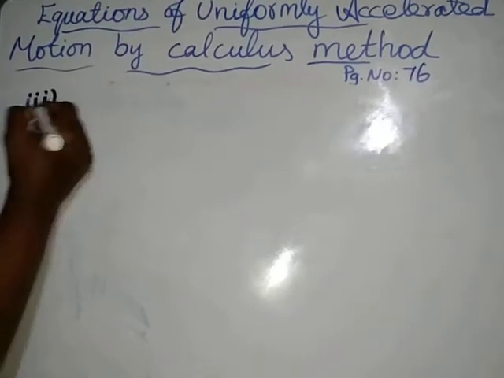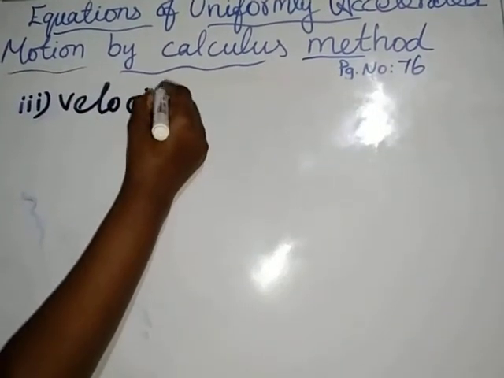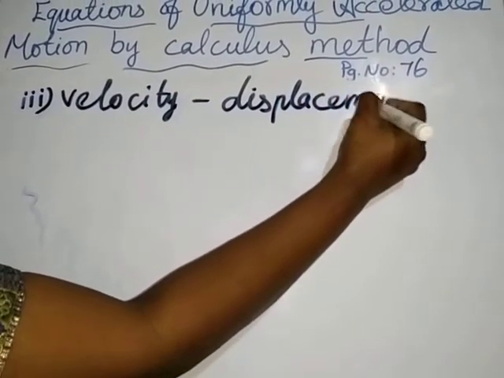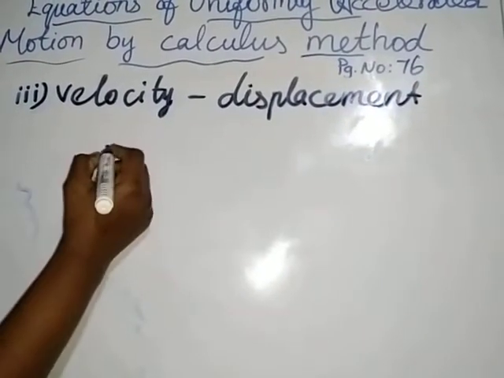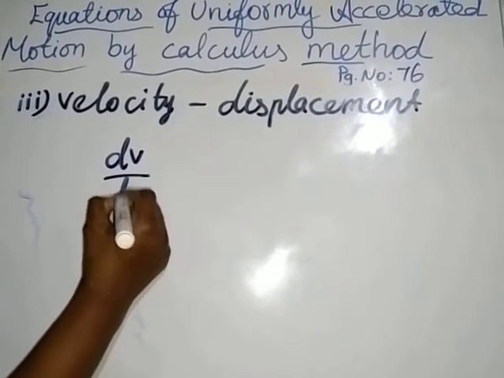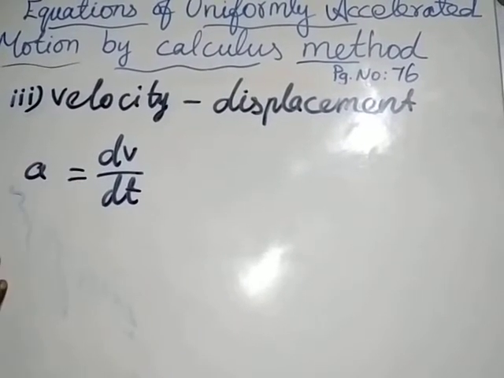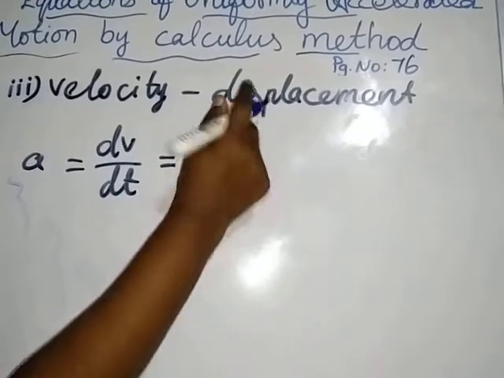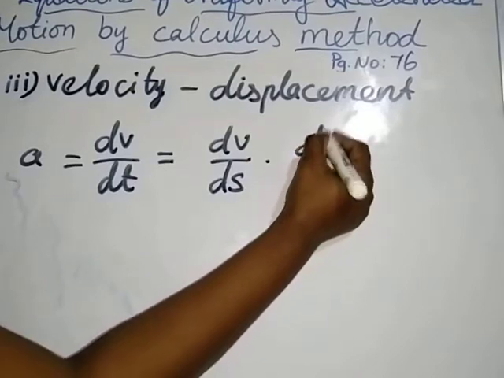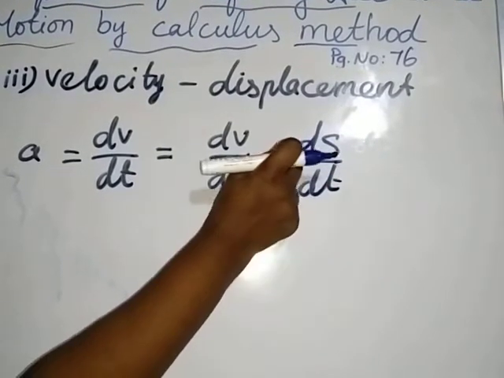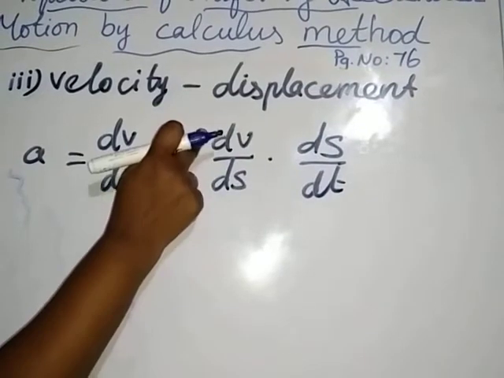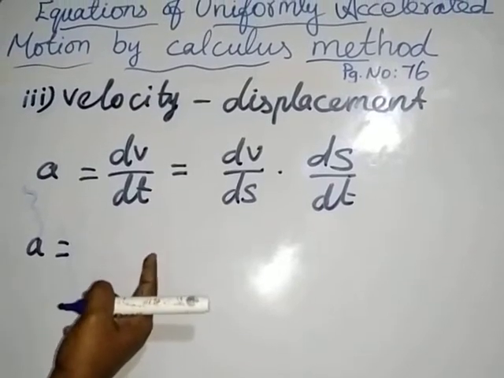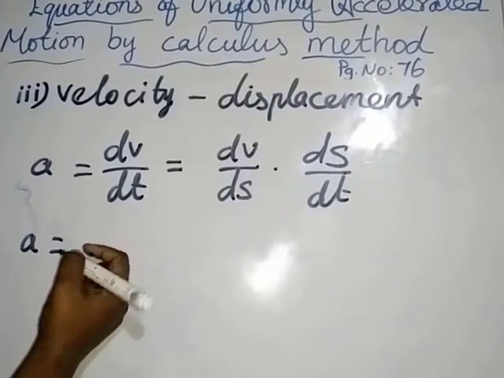The third part is the velocity displacement relation. We already saw the relation between velocity and time: acceleration a equals dv by dt. This we can write as dv by ds into ds by dt. If ds gets cancelled, we get dv by dt. Now a equals dv by ds into, instead of ds by dt, we can substitute velocity.